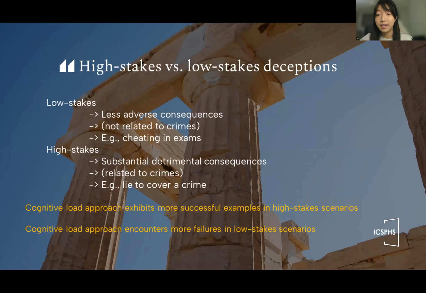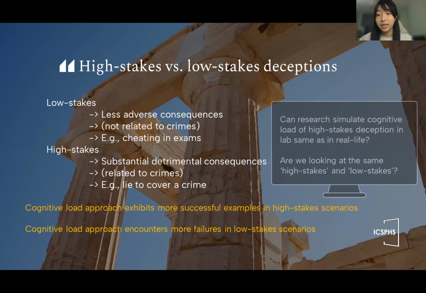Starting with deception stakes, low-stakes deceptions refer to those that bring less adverse consequences for the deceiver, such as cheating in exams. In contrast, high-stakes deceptions refer to lies that bring substantially more detrimental consequences for the deceiver, such as lying to cover a crime. As stated here, I also included crime relatedness as a criterion for categorizing the two: low-stakes lies are not related to crimes and high-stakes lies are related to crimes. The cognitive load approach is found to exhibit more successful examples in high-stakes scenarios, while encountering more failures in low-stakes scenarios.